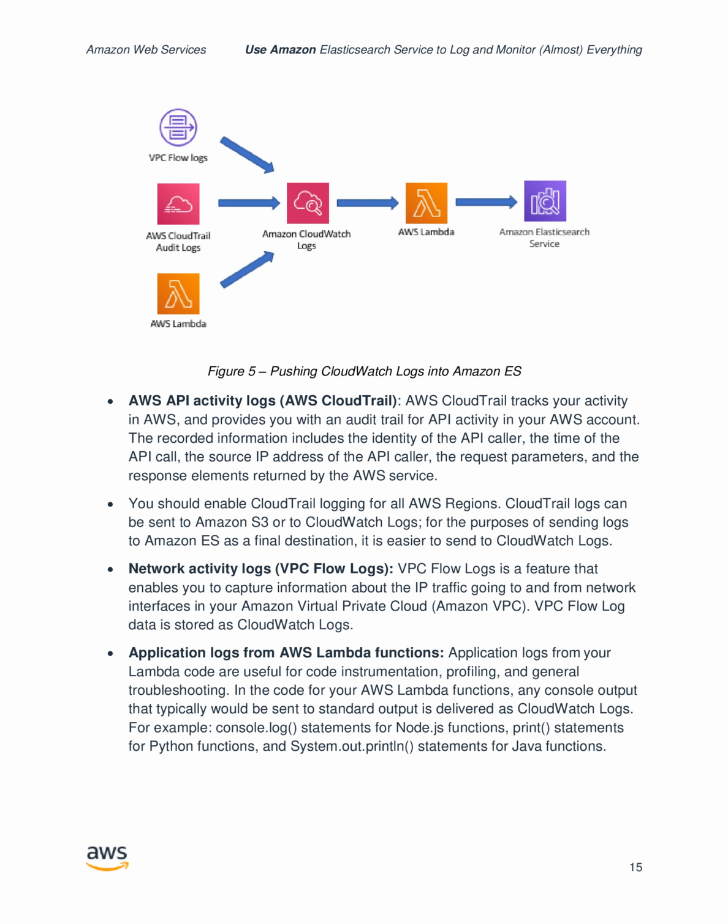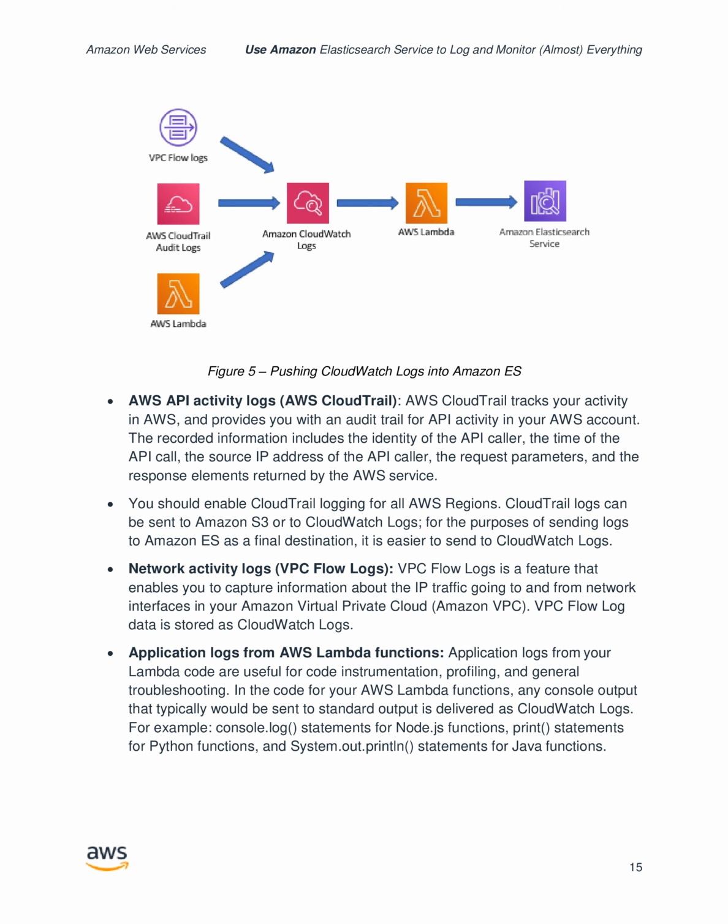CloudTrail logs can be sent to Amazon S3 or to CloudWatch logs. For the purposes of sending logs to Amazon ES as a final destination, it is easier to send to CloudWatch logs. Network Activity Logs, VPC Flow Logs. VPC Flow Logs is a feature that enables you to capture information about the IP traffic going to and from network interfaces in your Amazon Virtual Private Cloud, Amazon VPC. VPC Flow Log data is stored as CloudWatch logs.